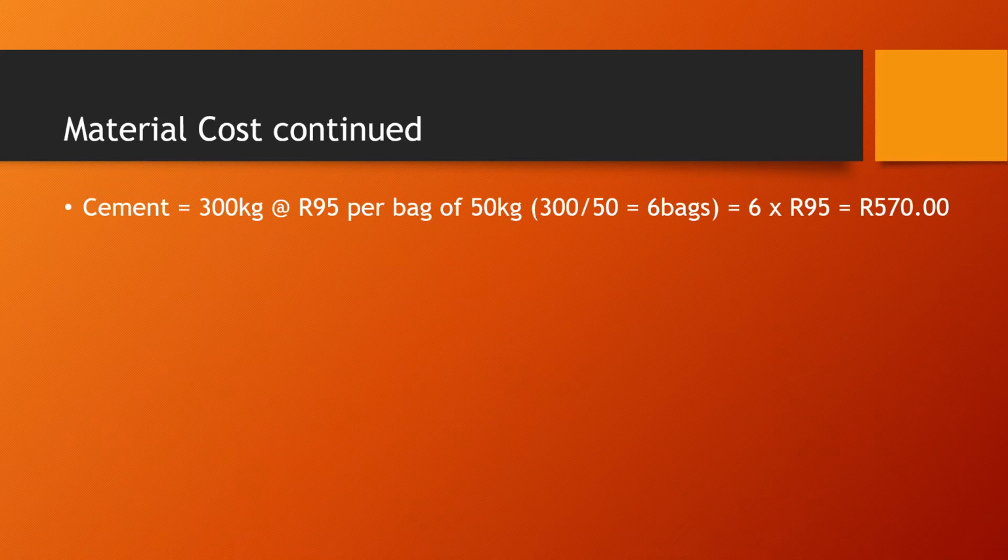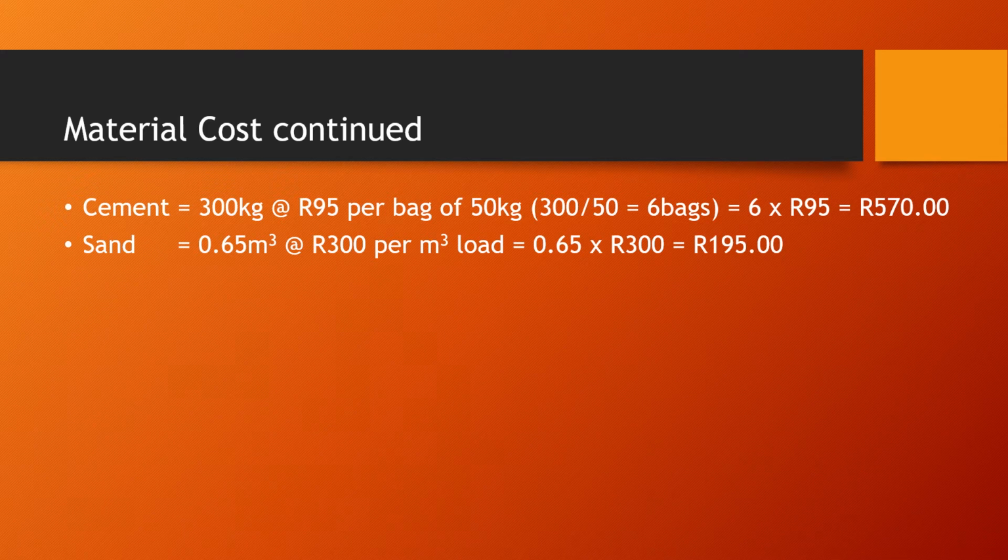Firstly, the cement. We said for 1 cubic meter we're going to need 300 kilograms of cement. Now let's assume that nowadays a cement bag costs about 95 rand for a 50 kg bag. So you've got 300 kilograms in total, divided by 50 kilograms per bag, which is equal to 6 bags. So for 1 cubic meter of 20 MPa concrete, you will use 6 bags of cement, and 6 bags times 95 rand per bag gives you 570 rand, which will be the cost of cement for pouring 1 cube of concrete.